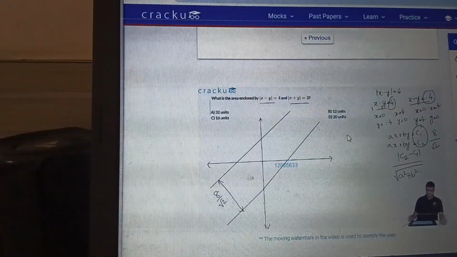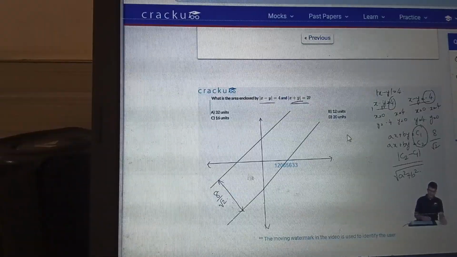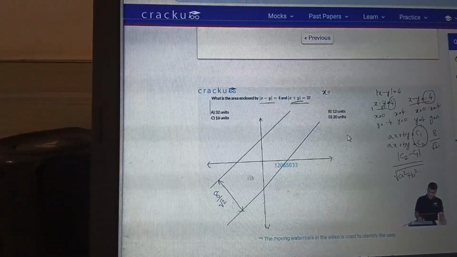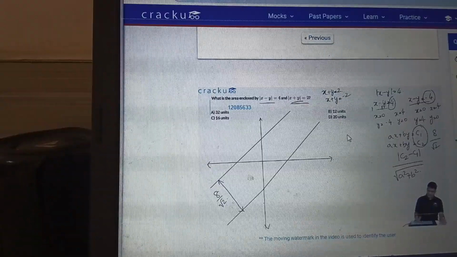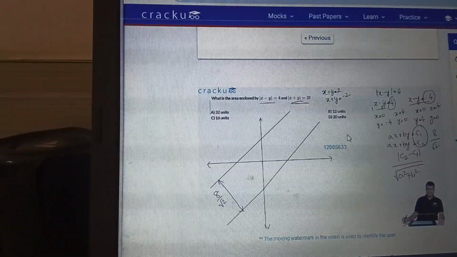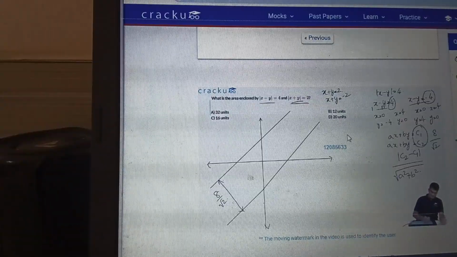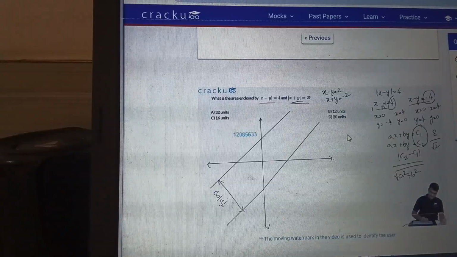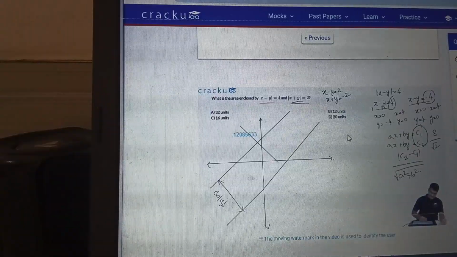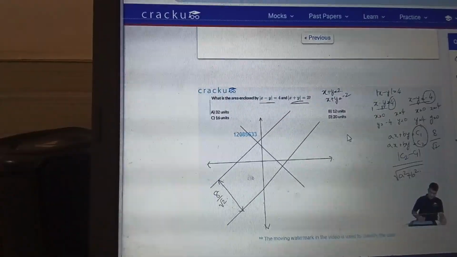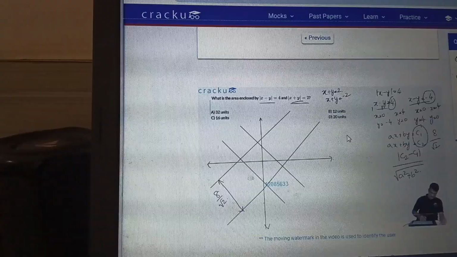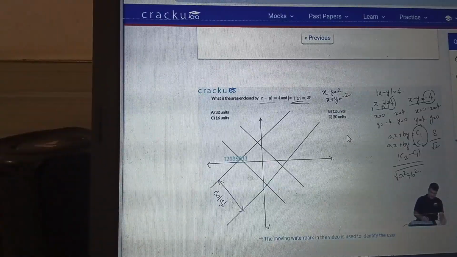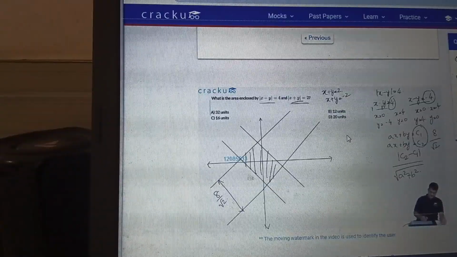Similarly, we can draw the two lines represented by modulus of x plus y is equal to 2. They will be x plus y is equal to 2 and x plus y is equal to minus 2. Both of these lines will be perpendicular to the earlier lines and they will look something like this. This will be the line x plus y is equal to 2 and this will be the line x plus y is equal to minus 2. So the required area that we are trying to find is this area.